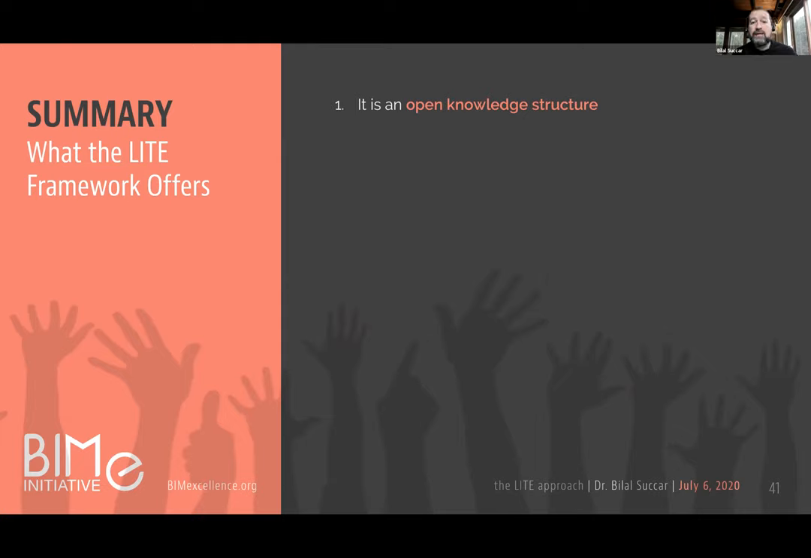What does the LITE framework offer? It's an open knowledge structure under Creative Commons. It has different parts, and you will see a very important part explained later on. It's actor agnostic and procurement agnostic. You can apply any kind of procurement model to it, from traditional contracts to IPD, etc. It's domain agnostic: assets don't have to be buildings, they could be any kind of asset, even things coming from different domains, like manufacturing.